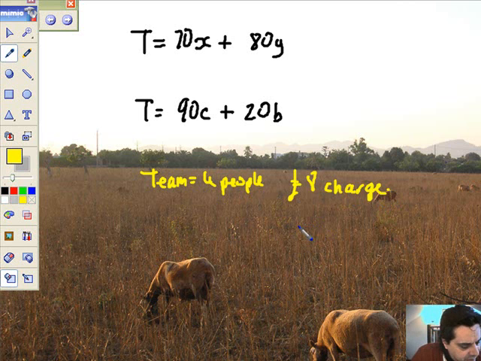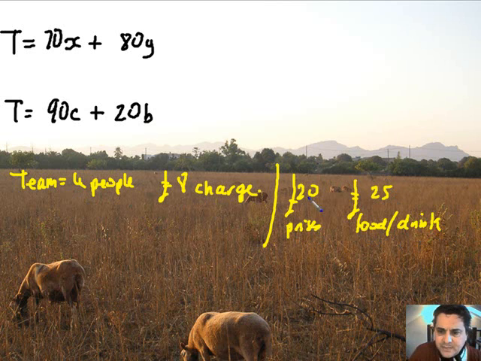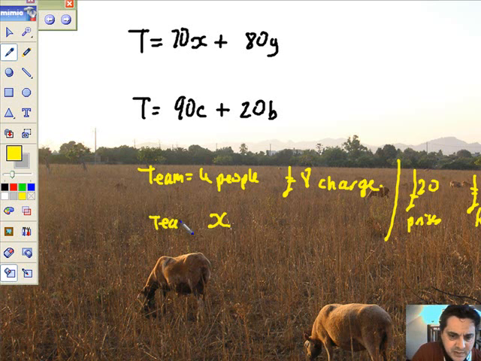Sean and Dee spend £20 on prizes, so this is the outgoings. £20 prizes. And it says £25 on food and drink. Alright, so this is the money coming in, and this is the money going out. There are X teams in the quiz. So teams equals X, so 2 teams will be 2X, etc, etc.